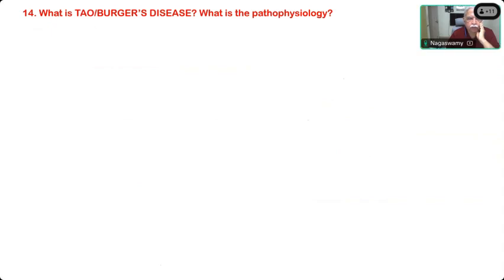What is TAO or Buerger's disease? Sometimes, very rarely, just to tease you, they may keep these cases, which are of course not very common. Thromboangiitis obliterans, peripheral vascular disease. Small to medium sized arteries involved, sir. Only arteries? And veins also.